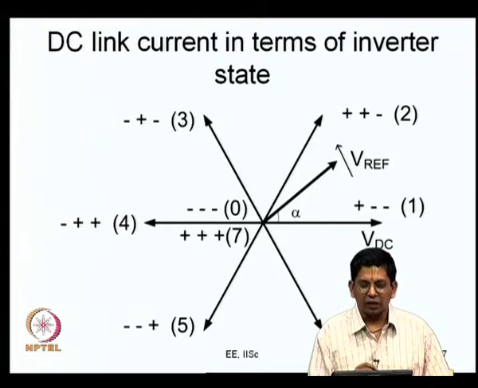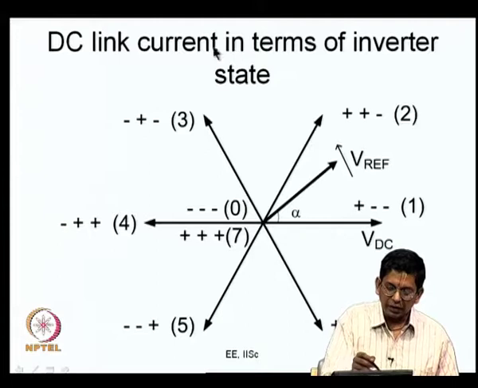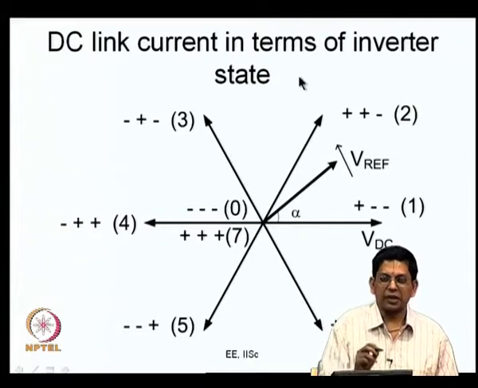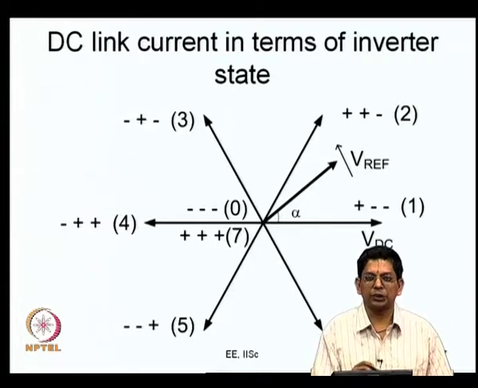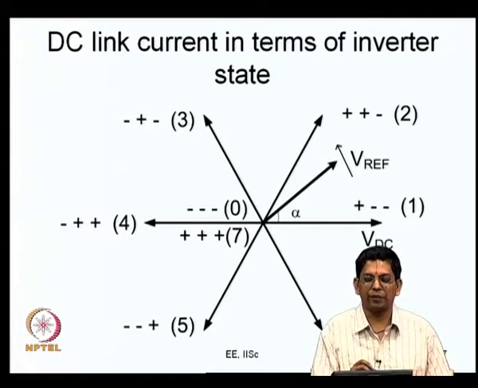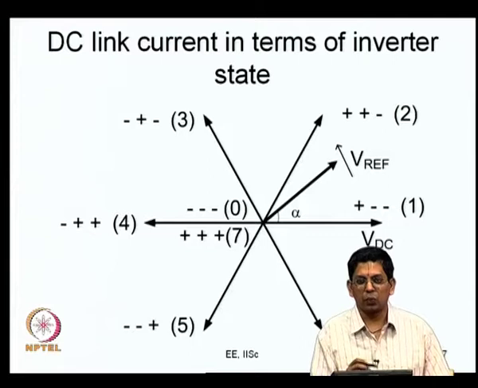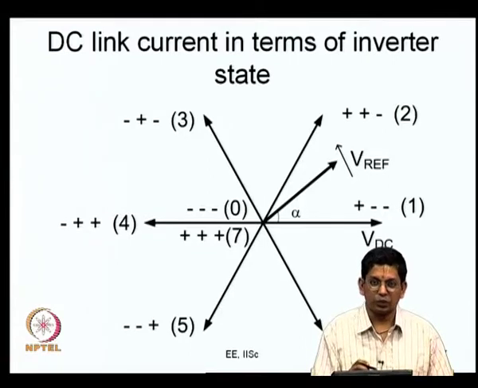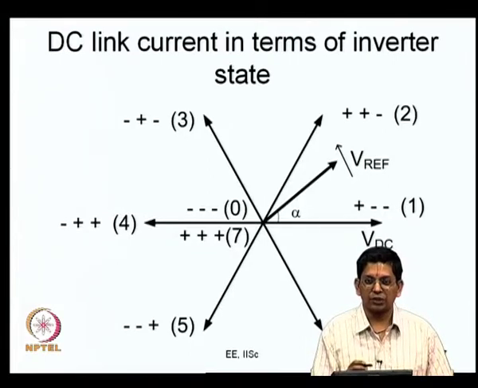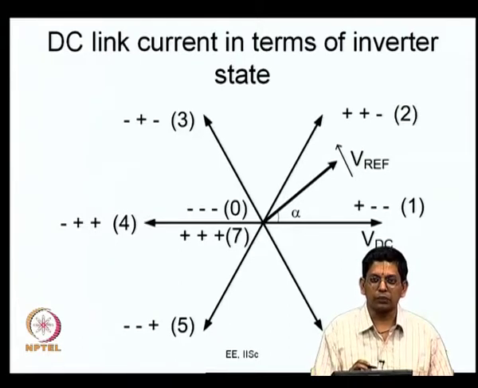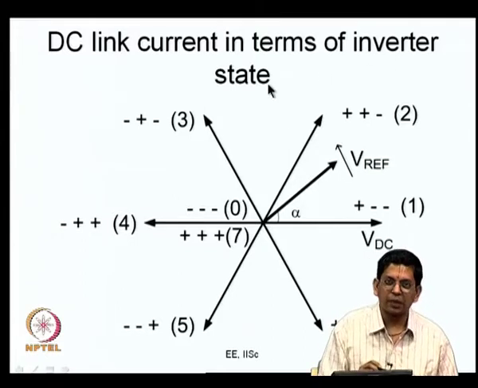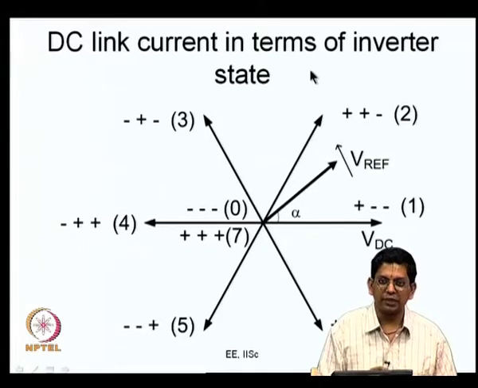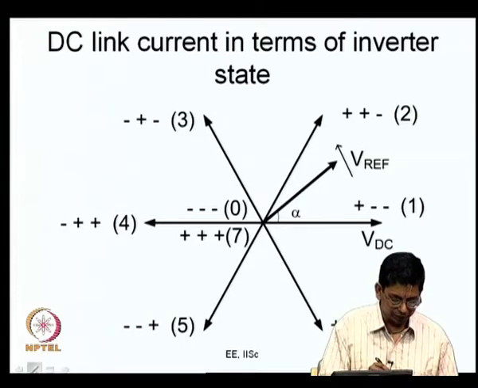Let us try and relate the DC link current and the inverter state. At any instant of time, the R phase has some switching function, either the top device is on or the bottom device is on, SR is 0 or 1. Similarly, Y phase, SY is 1 or 0. Same case for SB also. So, we are going to look at the inverter state and then try to relate what the DC link current is. How do we do that?